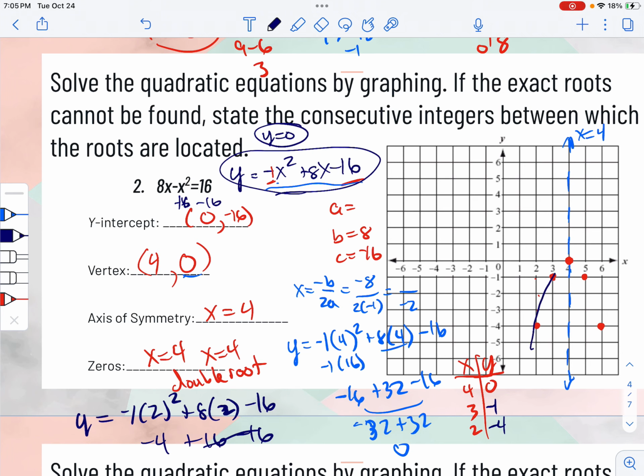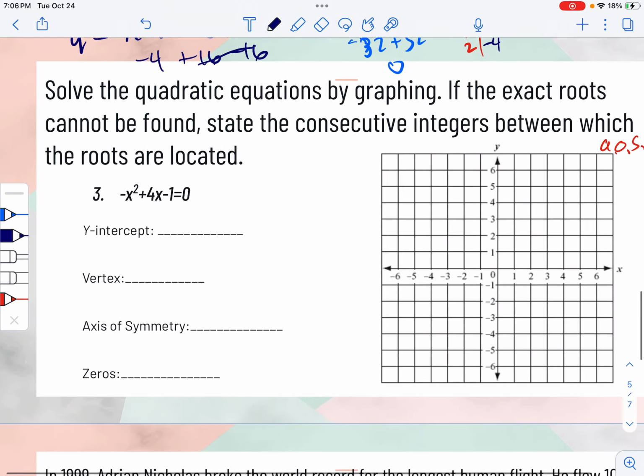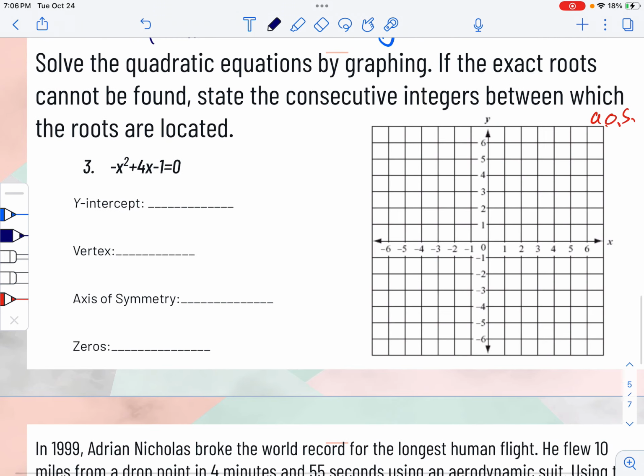And then just graphing it. There. That looks pretty good. There's my parabola, and it opens down because it's -x squared, -1x squared. That's pretty much it. Let's go to this next one.